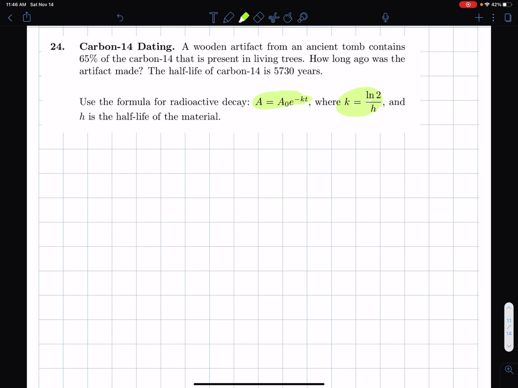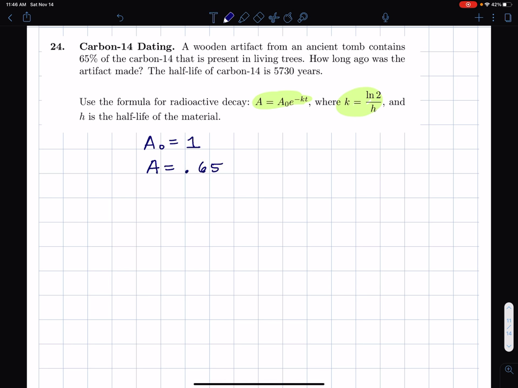Okay, we're going to go ahead and just fill some things out here. Now, we're going to let A0 equal 1, or you could say 100%. It doesn't matter if it's 1 kilogram. We don't know actually how much started. It's probably a very small amount that was in this wood. But say it starts off as a 1 whole, and then in a certain amount of time to the present day, we have 0.65.